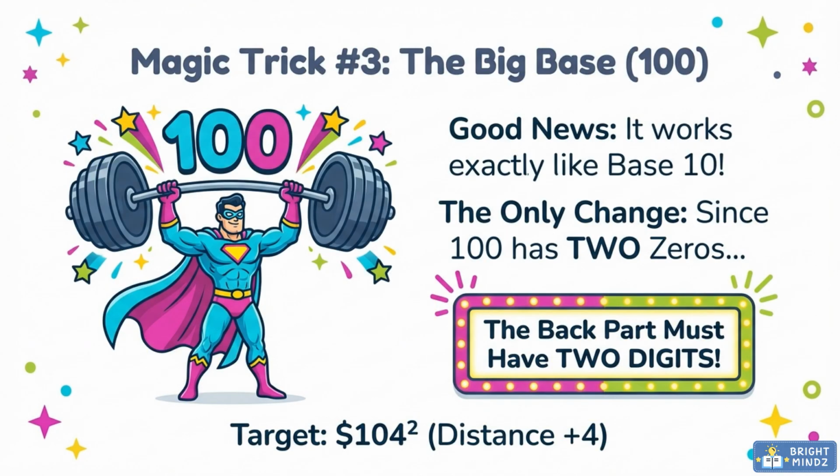Now we upgrade the trick to a bigger base, 100. The idea is the same as with base 10, but because 100 ends in two zeros, the back part of our answer must always be two digits. We'll practice this using numbers like 104 squared, which is 4 above 100.